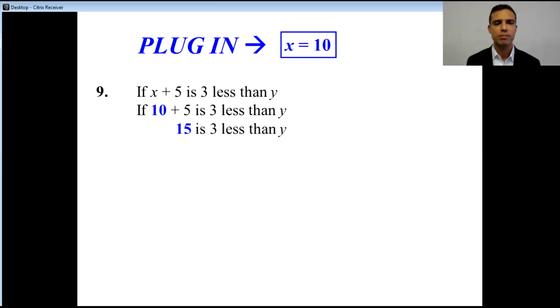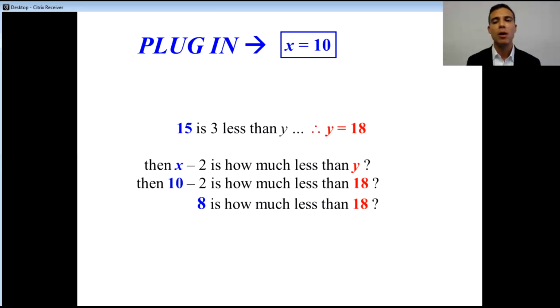X equals 10, 10 plus 5 is 3 less than y, 15 is 3 less than y. What does that make y? That means y has to be 18. We now know our missing numbers.